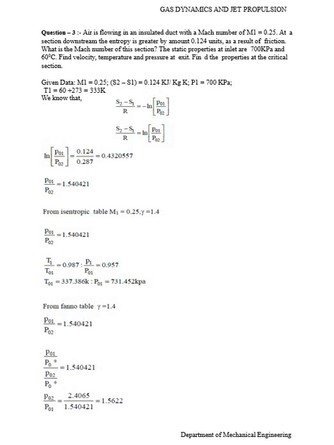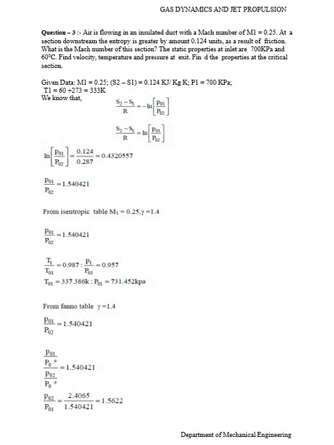Next one, question number 3. Air is flowing in an insulated duct with a Mach number of M1 equal to 0.25. At a section downstream, the entropy is greater by 0.124 units as a result of friction. What is the Mach number of this section? The static properties at the inlet are 700 kilopascal and 60 degrees Celsius. Find velocity, temperature and the pressure at the exit. Find the properties at the critical section.